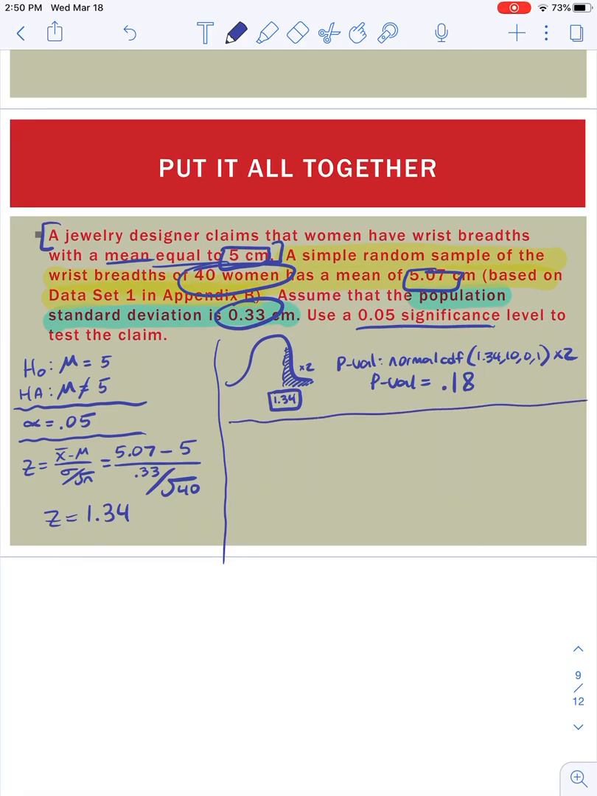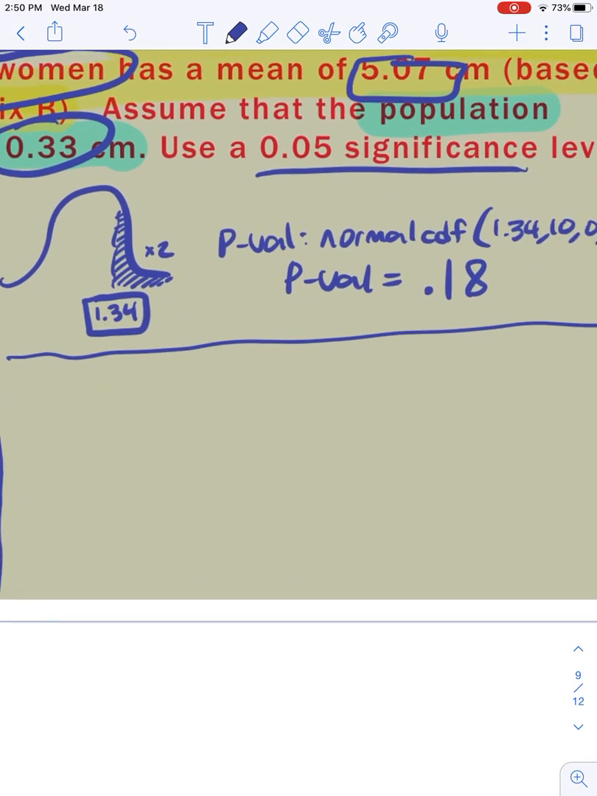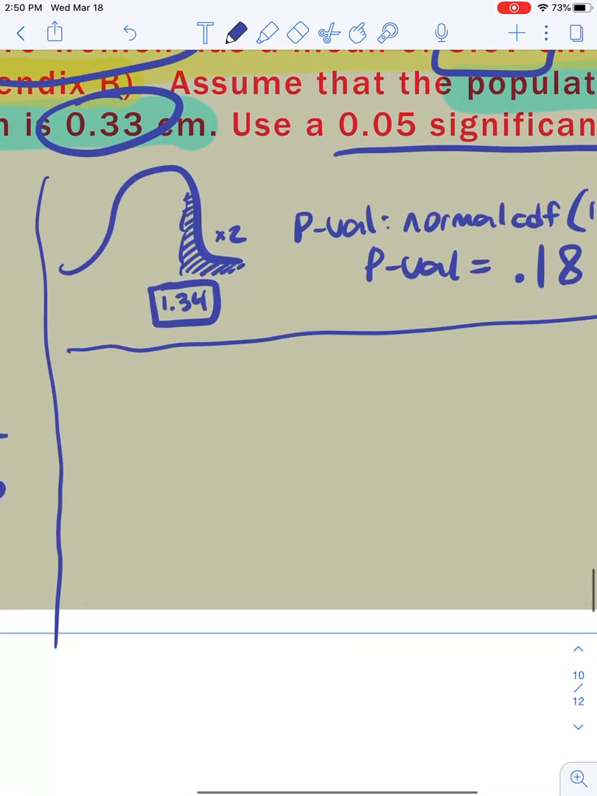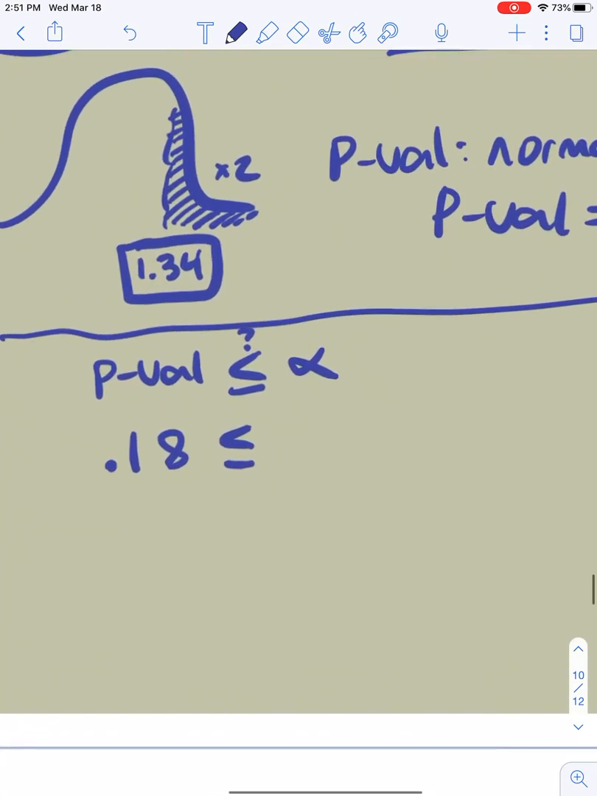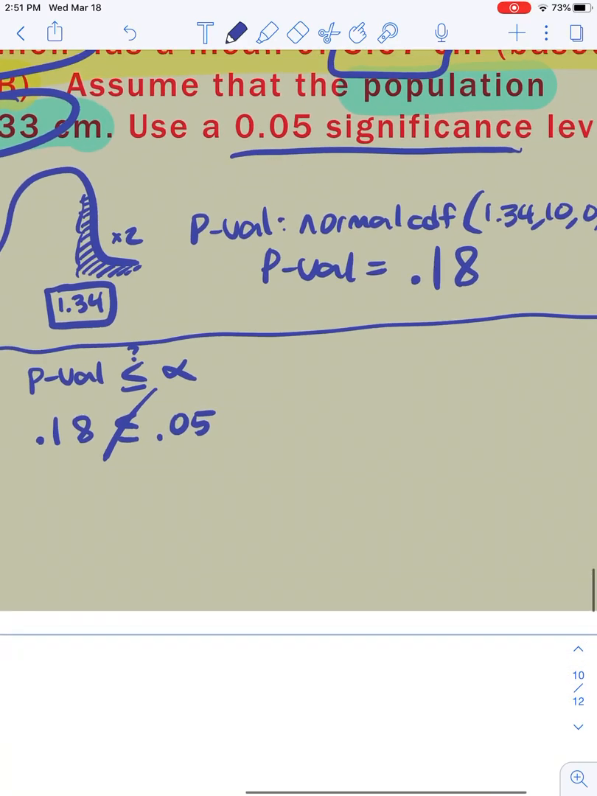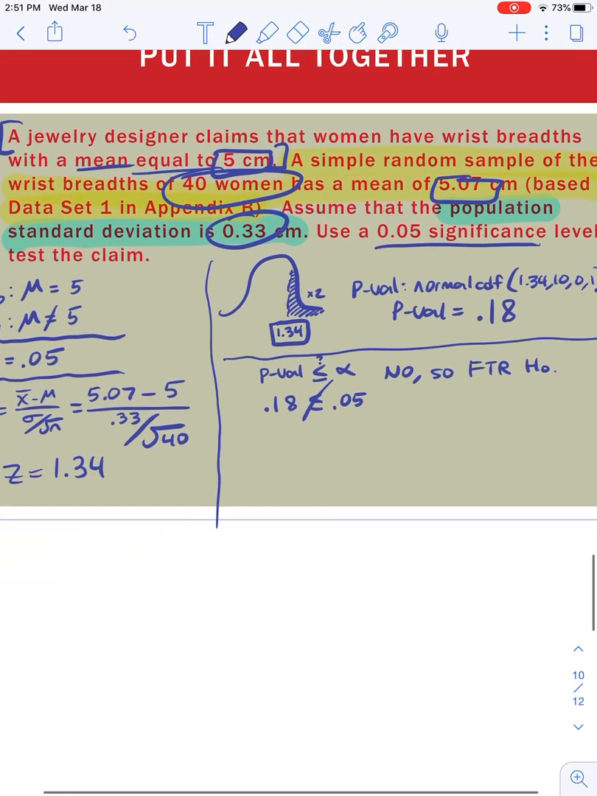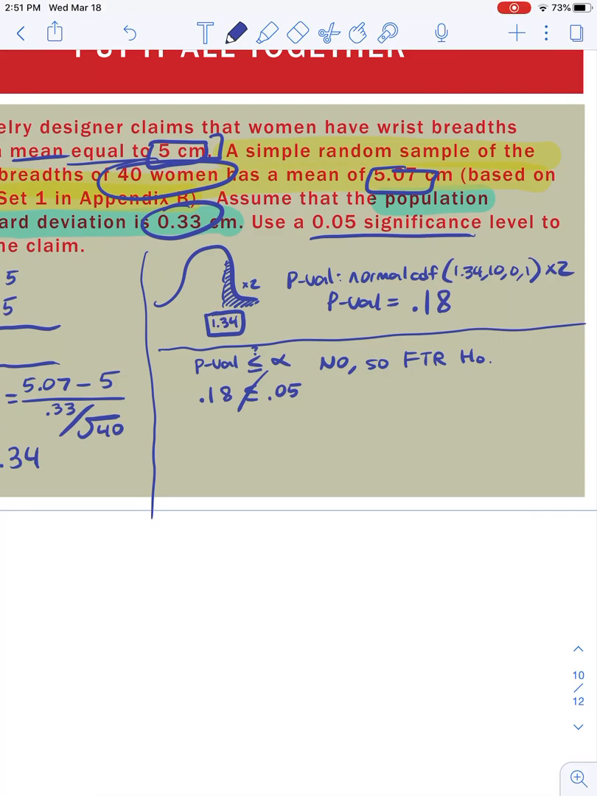Once we get our p-value, we move on to the technical conclusion. So we're going to ask ourselves, is this p-val less than or equal to alpha? Is 0.18 less than or equal to the alpha we said at the beginning of the problem of 0.05? The answer is again no. So we fail to reject the null hypothesis again. Just like in the first example we did. We fail to reject the null.